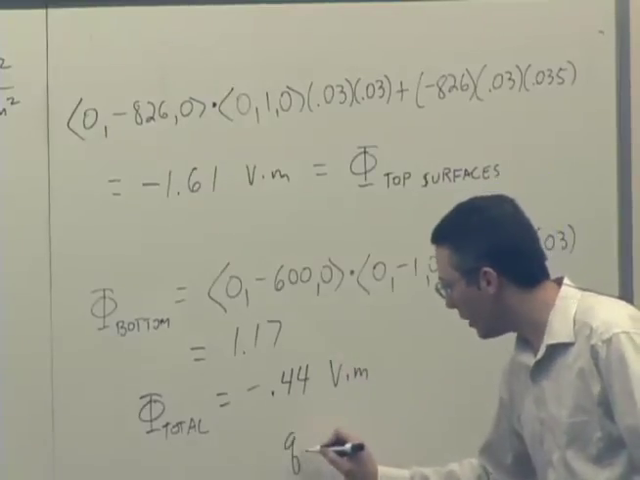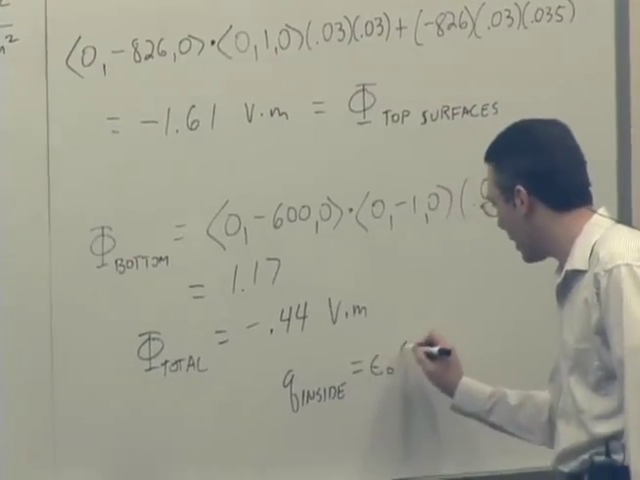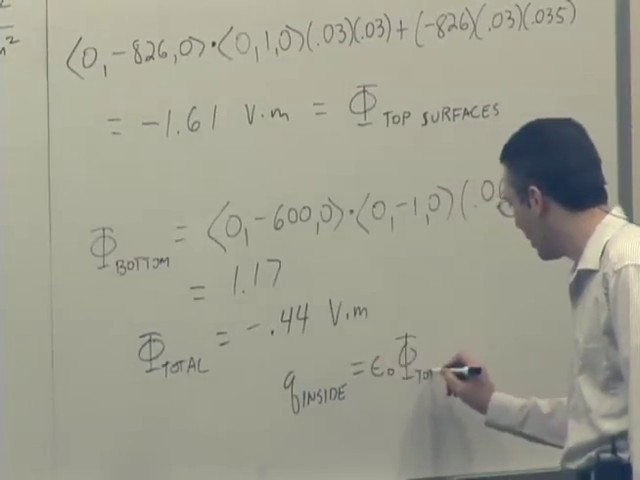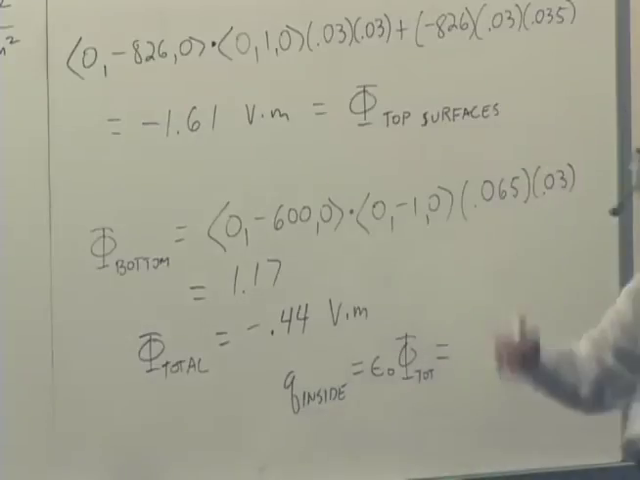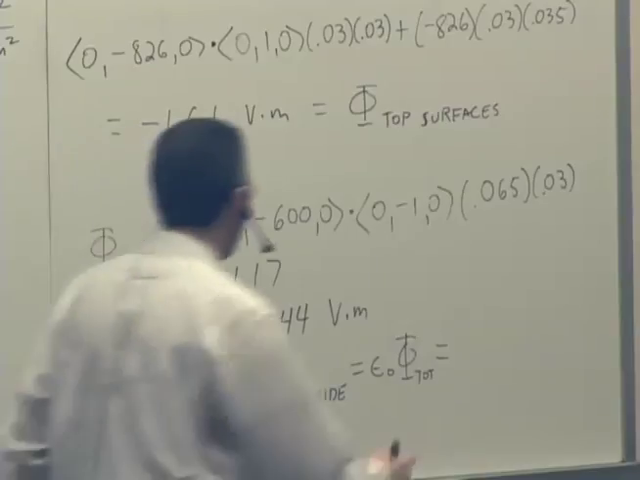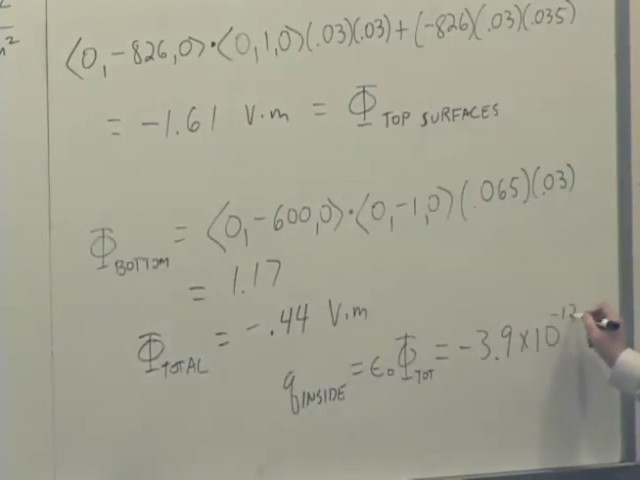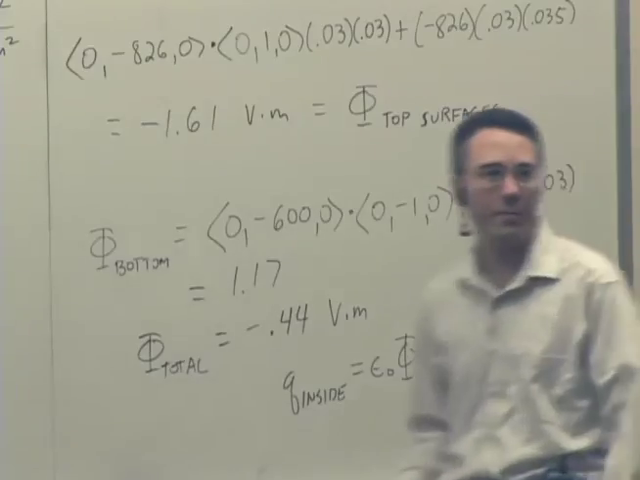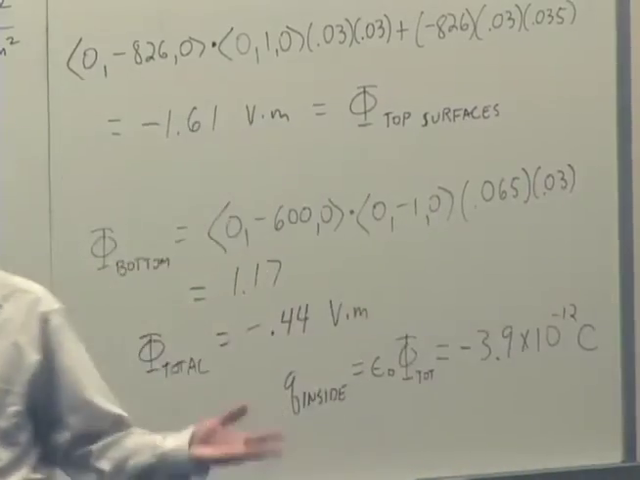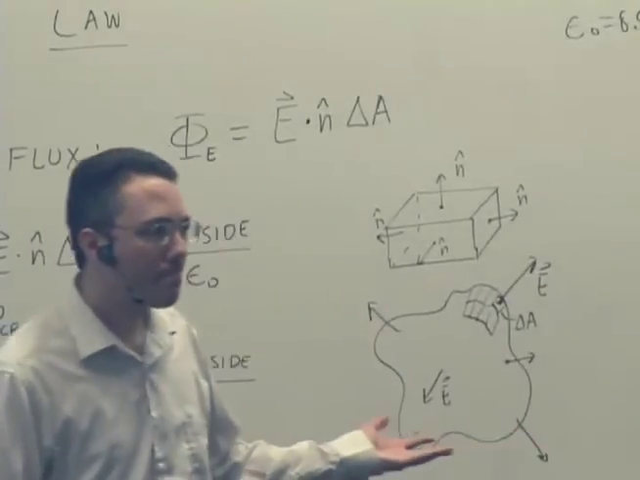So the charge inside is epsilon 0 times the total flux, or answer number, what were we saying? 3. Negative 3.9 times 10 to the minus 12. And the units, of course, are coulombs. Okay? Everybody okay? Questions here? Okay.